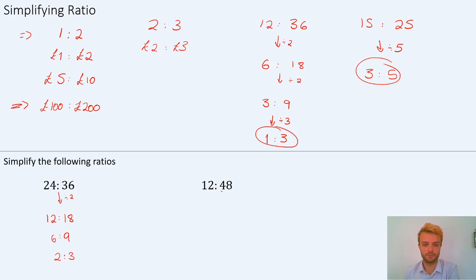Next, let's do 12 to 48. Again, they're both even, so we start with that, giving us 6 to 24. They're both even again, so I'll divide them by 2, giving me 3 to 12. Now, what goes into 3 and 12? Is there anything? Yes, I can divide them both by 3, which turns my 3 into 1 and my 12 into 4. So 12 to 48 is the same ratio as 1 to 4. And that's it. That's simplifying ratio. Hope that helps.